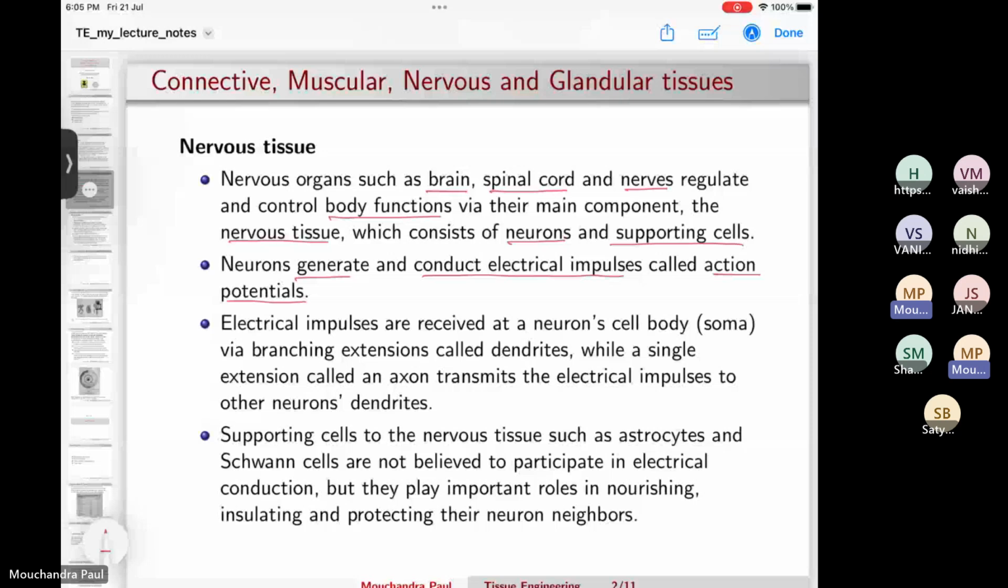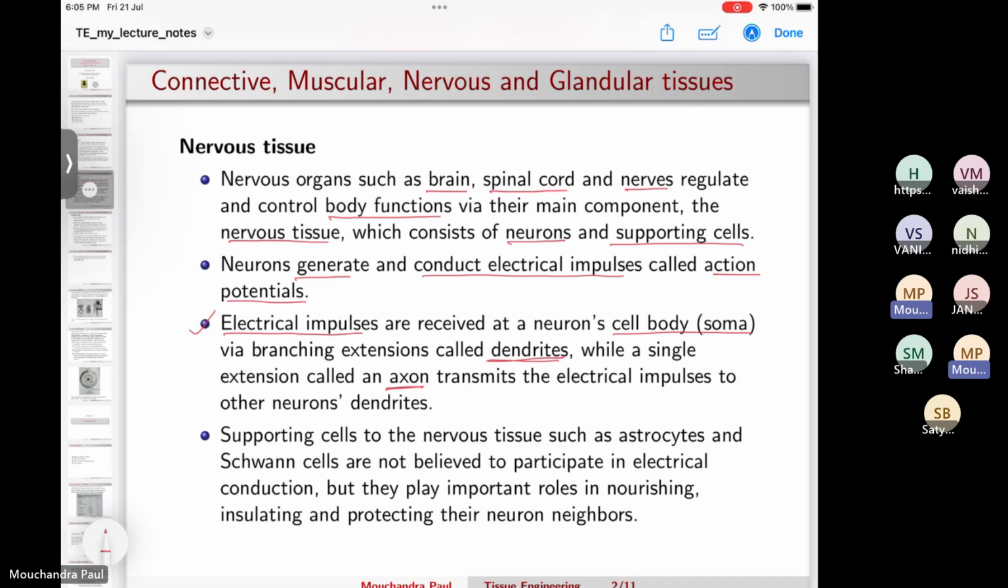That is how the neurons pass on information, and these neurons are responsible for coordinating the body functions. In the next point, actually, they have described it. The electrical impulses are received at a neuron cell body, also called the soma, via the dendrites, while a single long extension called the axon transmits this electrical impulse to the next neuron. This is how communication between the various nerve cells or neurons takes place.